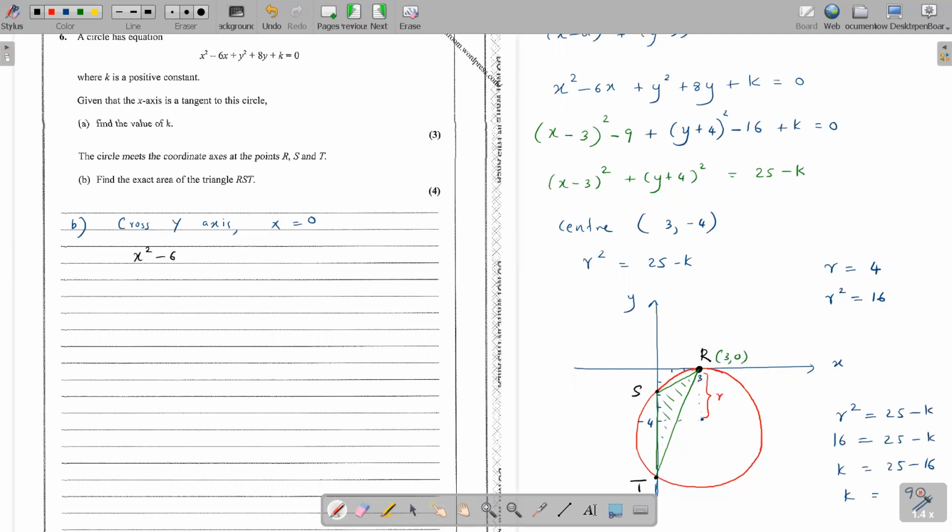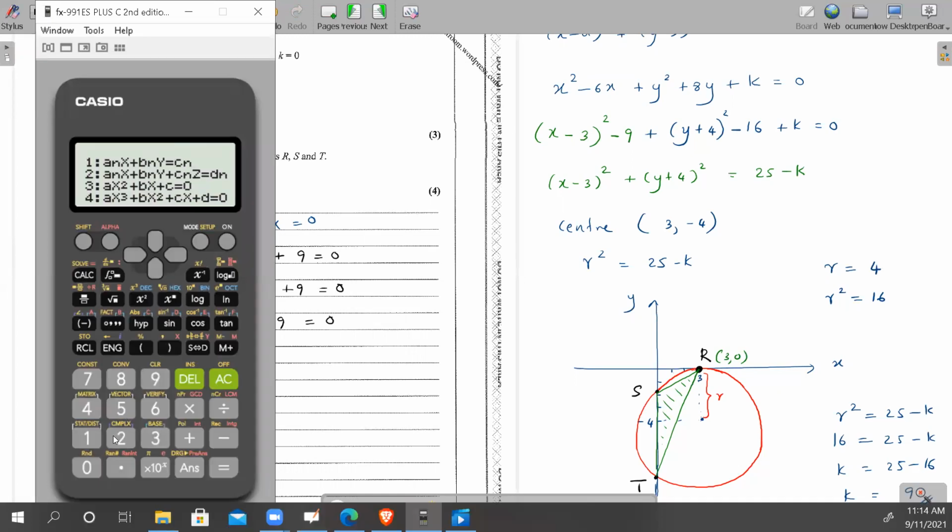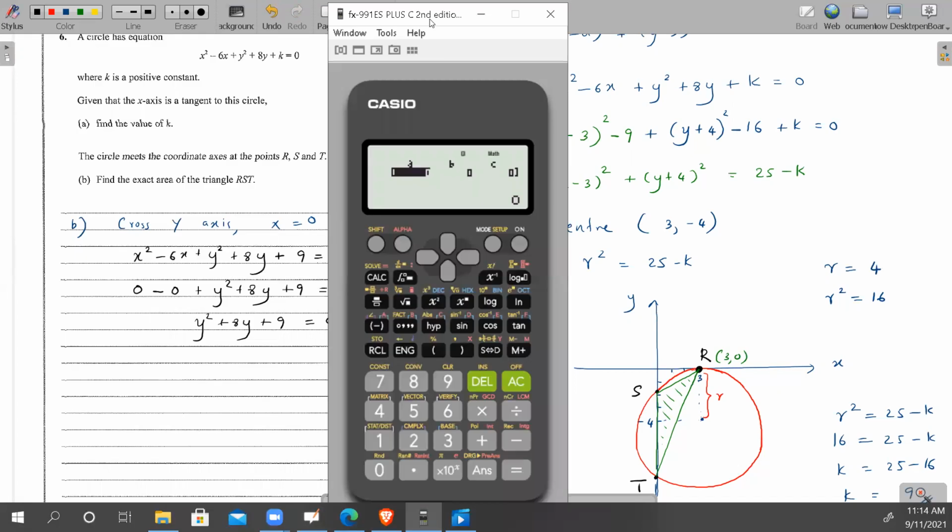So x square minus 6x plus y square plus 8y plus k. K was found to be 9, right? Equals 0. I replace the k with 9. Now the x values are replaced with 0, and I get y square plus 8y plus 9 equals 0. Now it's time to factorize this. It's a quadratic equation. Let me type it in the calculator. I think it doesn't factorize, right? Mode, equation 3. So y square plus 8y plus 9. You can see we get the answers, right?